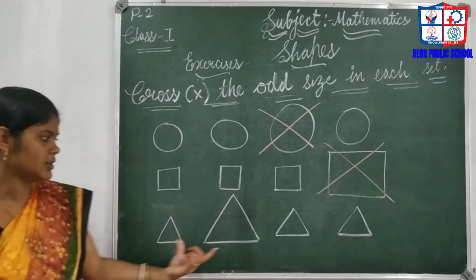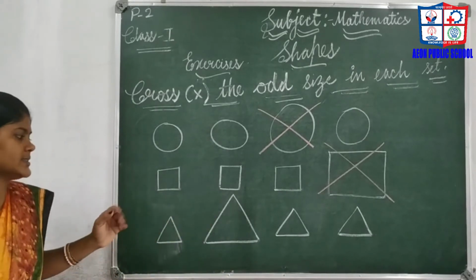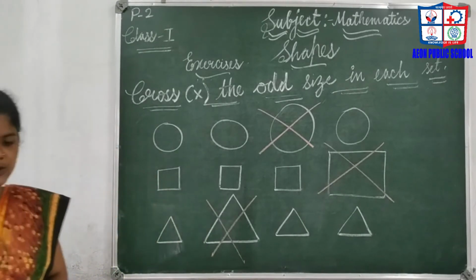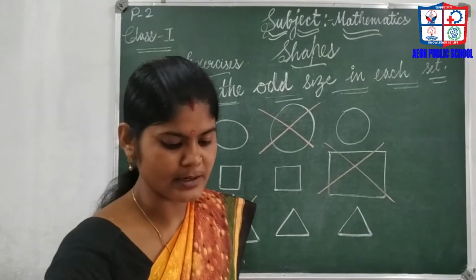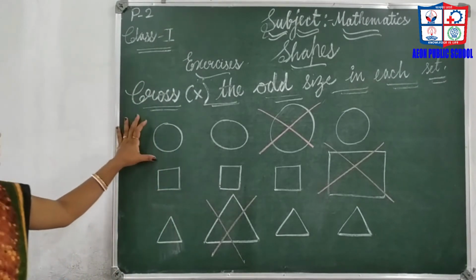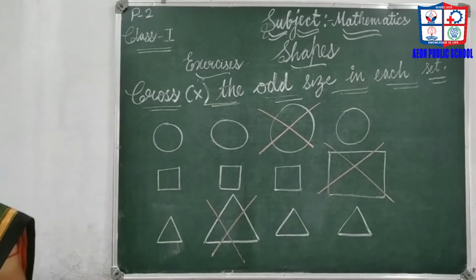Then here, are all the triangles the same? No, obviously no. One is different. What is the different one? This is the different one. So cross it. Like that only you have to complete the remaining questions from your exercise. In this way you have to do it. Just find out the odd one and you have to just cross it. Clear?